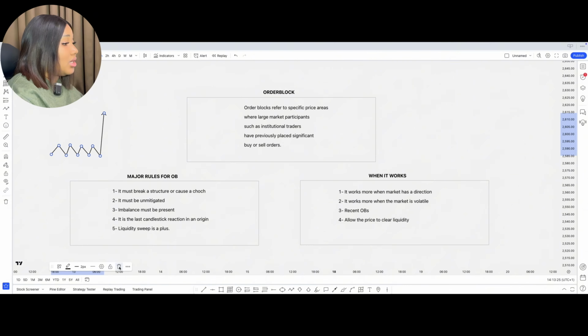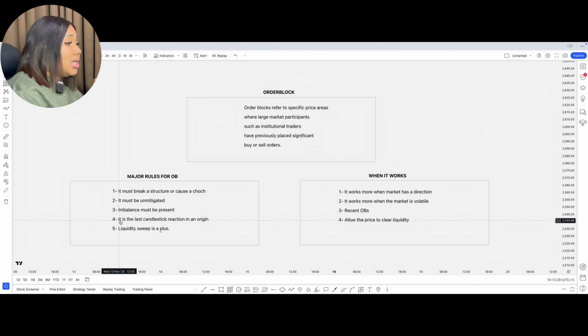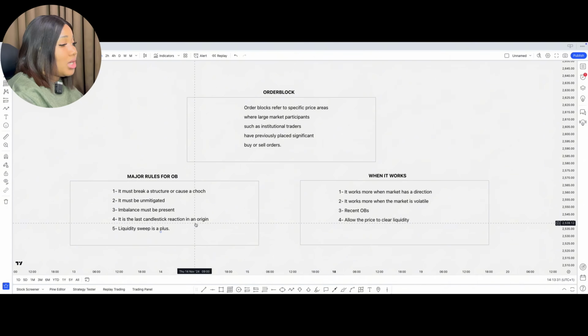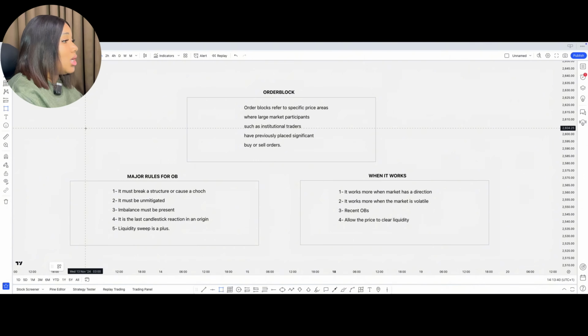So this is just an illustration. We're still on number 4. It must be the last candlestick reaction in an origin. Then liquidity sweep is a plus. Now, what I mean by liquidity sweep, you may notice other blocks like this. Let me use an illustration again. You may notice other blocks with weak rejection, that is, market cleared liquidity before it started pushing to the upside. So it's kind of a plus to our strategy.